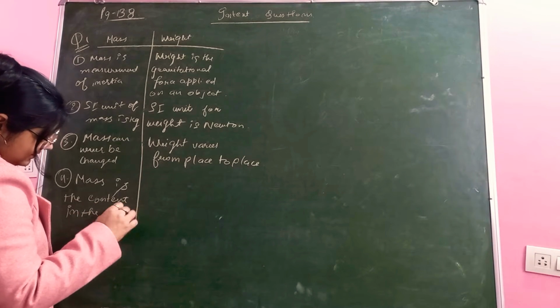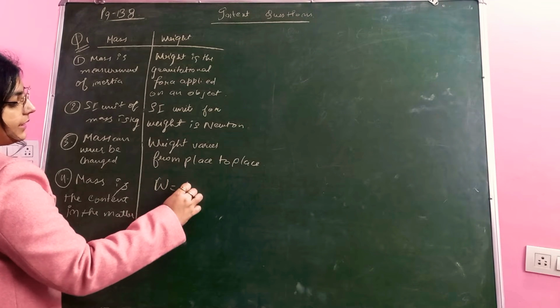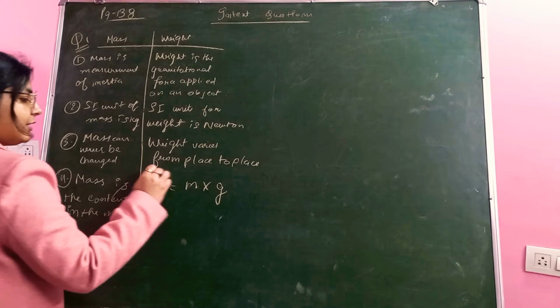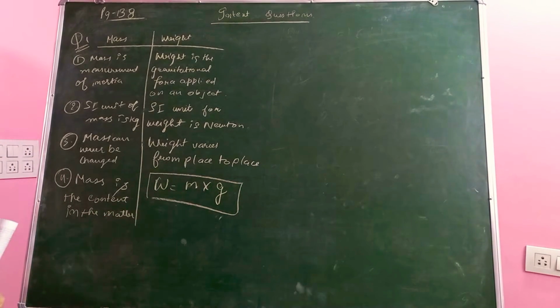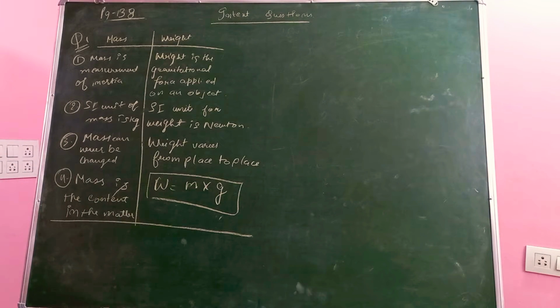And weight is equal to mass into acceleration due to gravity. You can write it complete if you want to. But these are the four main points of differences between mass and weight. Right? Next question.